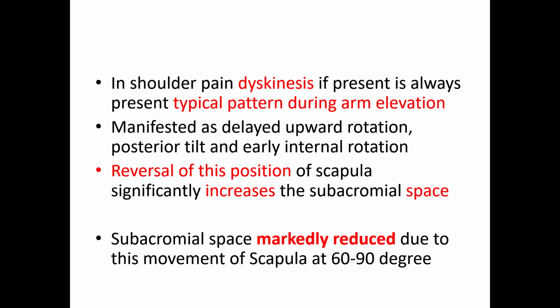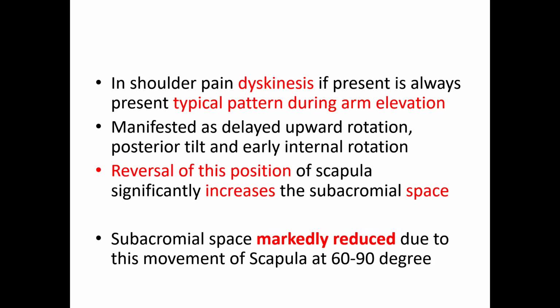Usually, when we elevate, the upward rotation of the scapula starts before 90 degrees. Similarly, the scapula has an anterior tilt, and later the internal rotation comes in. But the typical pattern of scapular dyskinesia is that when upward rotation of the scapula is required, at that time there is no such upward rotation, and it comes in later. When it comes later, obviously its contribution is not what it should be, and hence the patient will be unable to complete the 180 degree elevation.